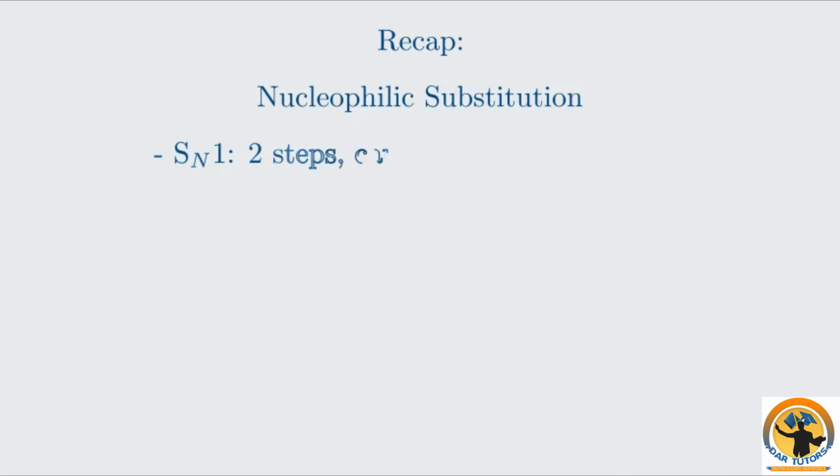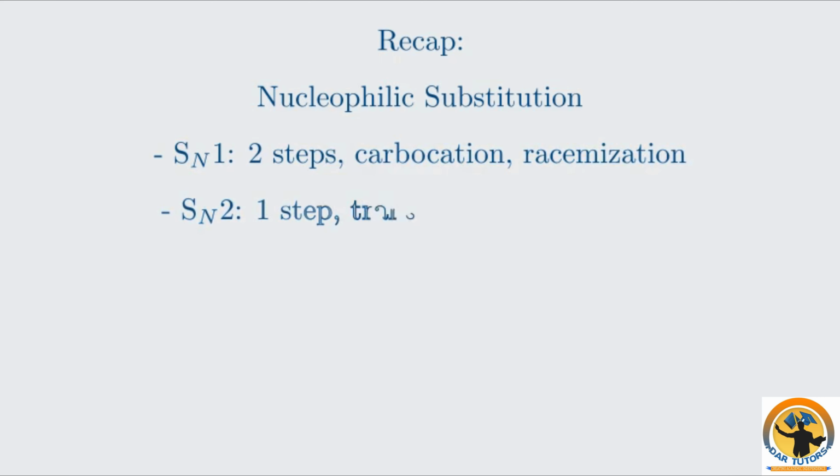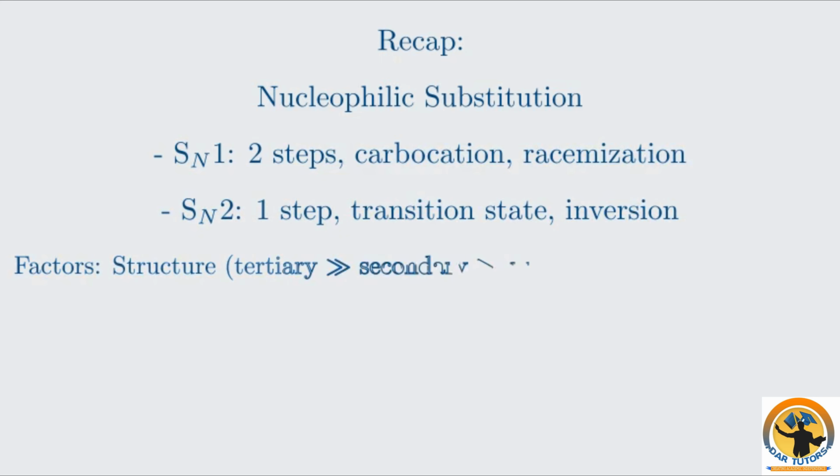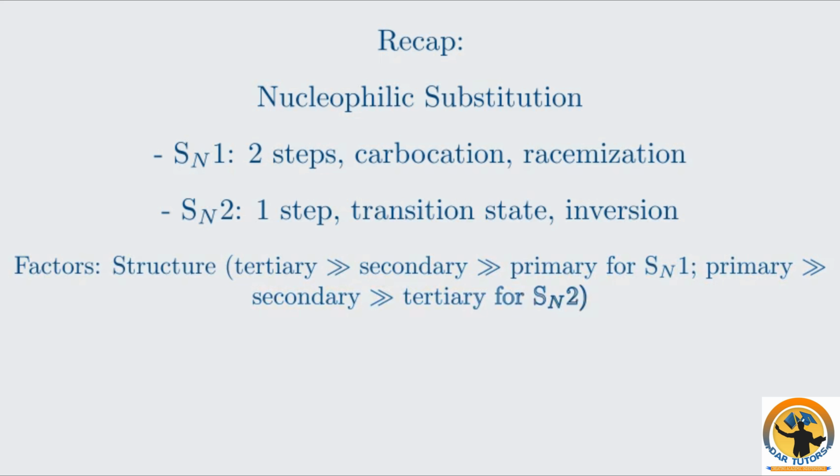We have now covered the key concepts and mechanisms of nucleophilic substitution, electrophilic addition, and electrophilic substitution. Let's recap what we've learned. We started with nucleophilic substitution, exploring the SN1 mechanism, which is a two-step process involving a carbocation intermediate and racemization, and the SN2 mechanism, which is a one-step process involving a transition state and stereospecific inversion. We saw that tertiary halogenoalkanes favor SN1 due to carbocation stability, while primary halogenoalkanes favor SN2 due to lack of steric hindrance.